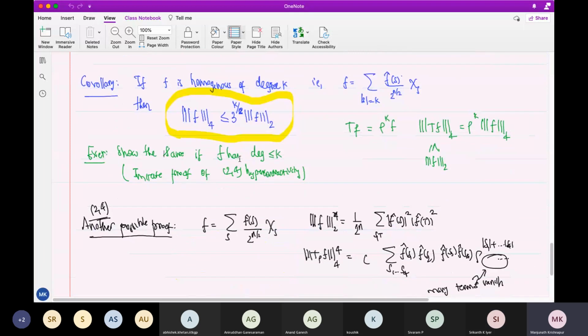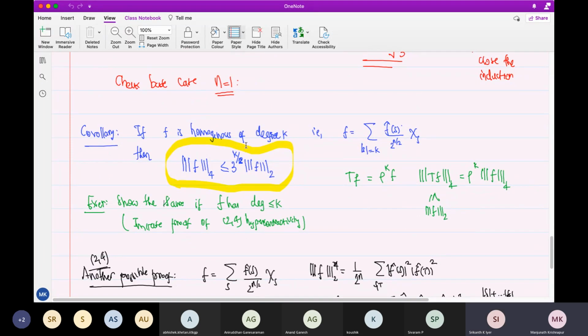As a corollary, I gave one simple corollary: if f is a homogeneous polynomial of degree k, only Fourier coefficients of order k survive. Then what does Qt applied to this do? I also write rho for e to the minus t. All these get multiplied by rho to the power k, since it's homogeneous, and that rho to the k comes out. So Qt f is just rho to the k times f. What you get is an inequality between the L4 norm of f and the L2 norm of f: the L4 norm of f is bounded by 3 to the k by 2 times the L2 norm of f. These norms are the probability norms.